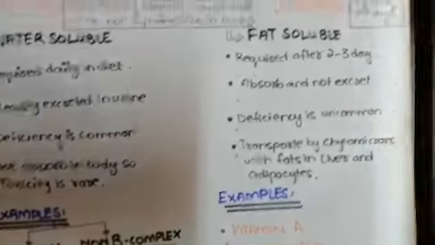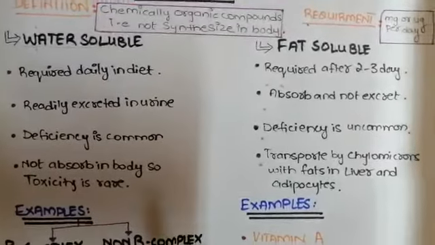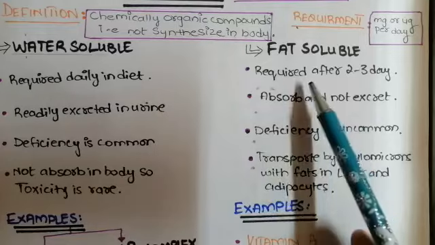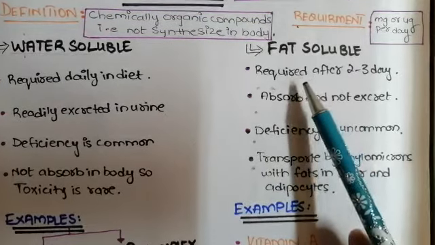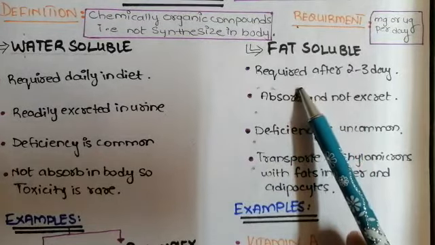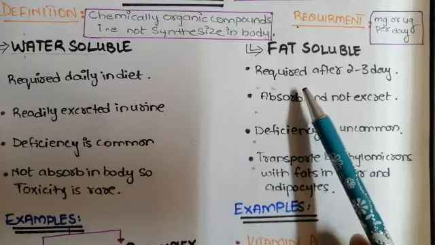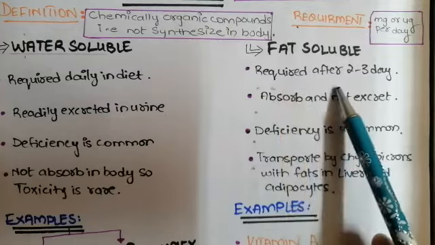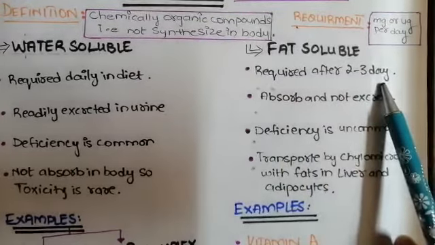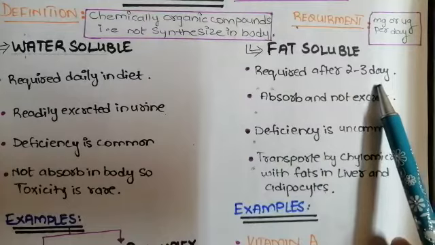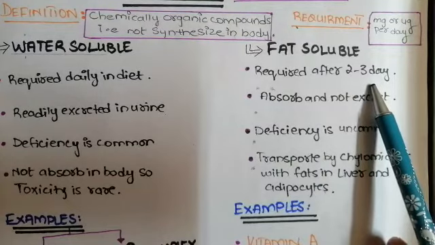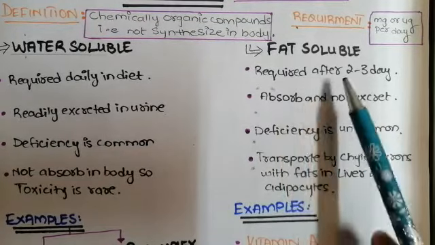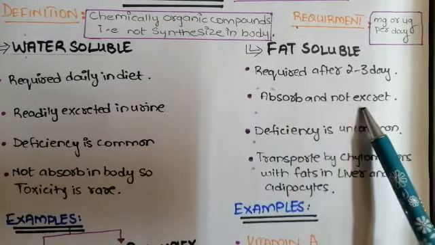Now the other type is the fat soluble vitamins. The fat soluble vitamins are not required daily. Because they are fat soluble, they are easily stored in our body in the form of fat or adipose tissue, or in the liver. They are required about every 2 to 3 days. We can take the fat soluble vitamins after 1 to 3 days, or you can say 2 or 3 times in a week.